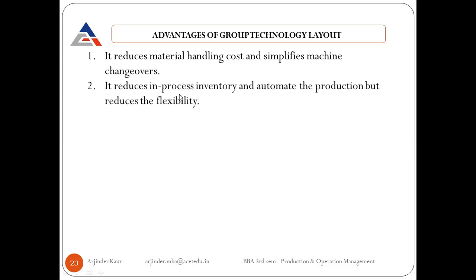It reduces in-process inventory and automates the production, but reduces the flexibility. Flexibility is not there because one cell will be responsible for producing similar kind of parts. So all the parts that have the same characteristics can be produced in one unit, in one group, or in one cell.